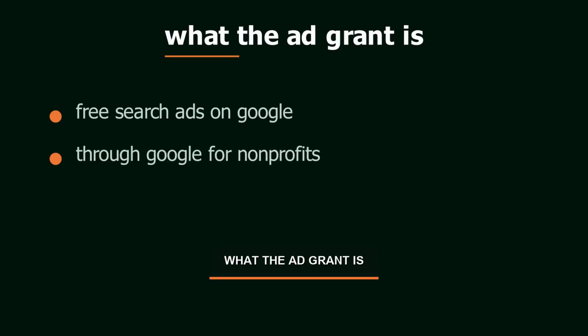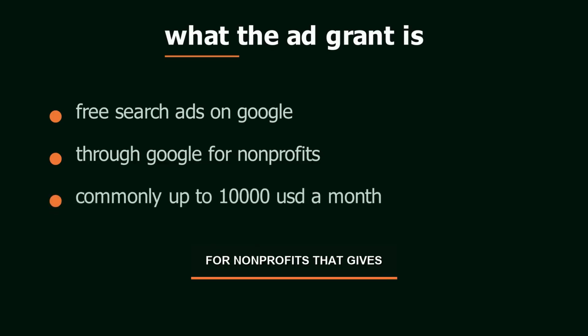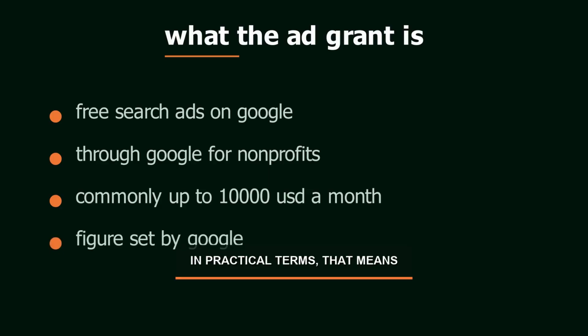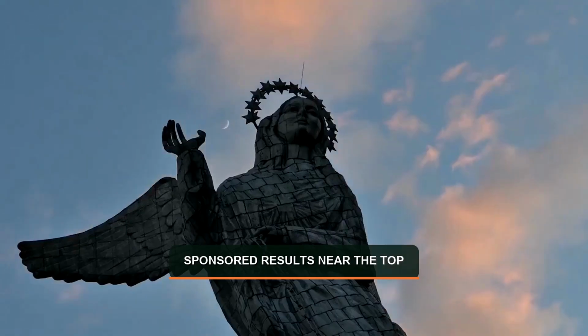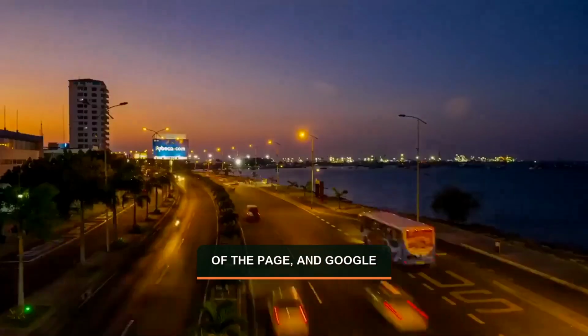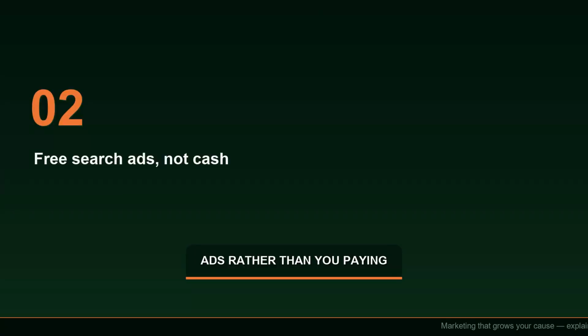What the ad grant is. So let us define it plainly. The Google Ad Grant is a program offered through Google for nonprofits that gives eligible charities access to free search advertising on Google. In practical terms, that means when someone types a relevant query into Google, your organization can appear in the sponsored results near the top of the page, and Google covers the cost of those ads rather than you paying for them out of your own budget.